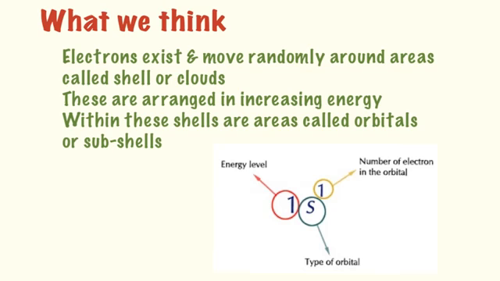Then the parts of the shell, depending on how big it is, can be the P sub-area, the S sub-area, the D sub-area. They are the areas we need to know for the exam, and an F sub-area for the really, really big clouds that exist further away from the nucleus. Now each of those sub-areas can hold a certain number of electrons, and we'll see a bit more of that in a moment.